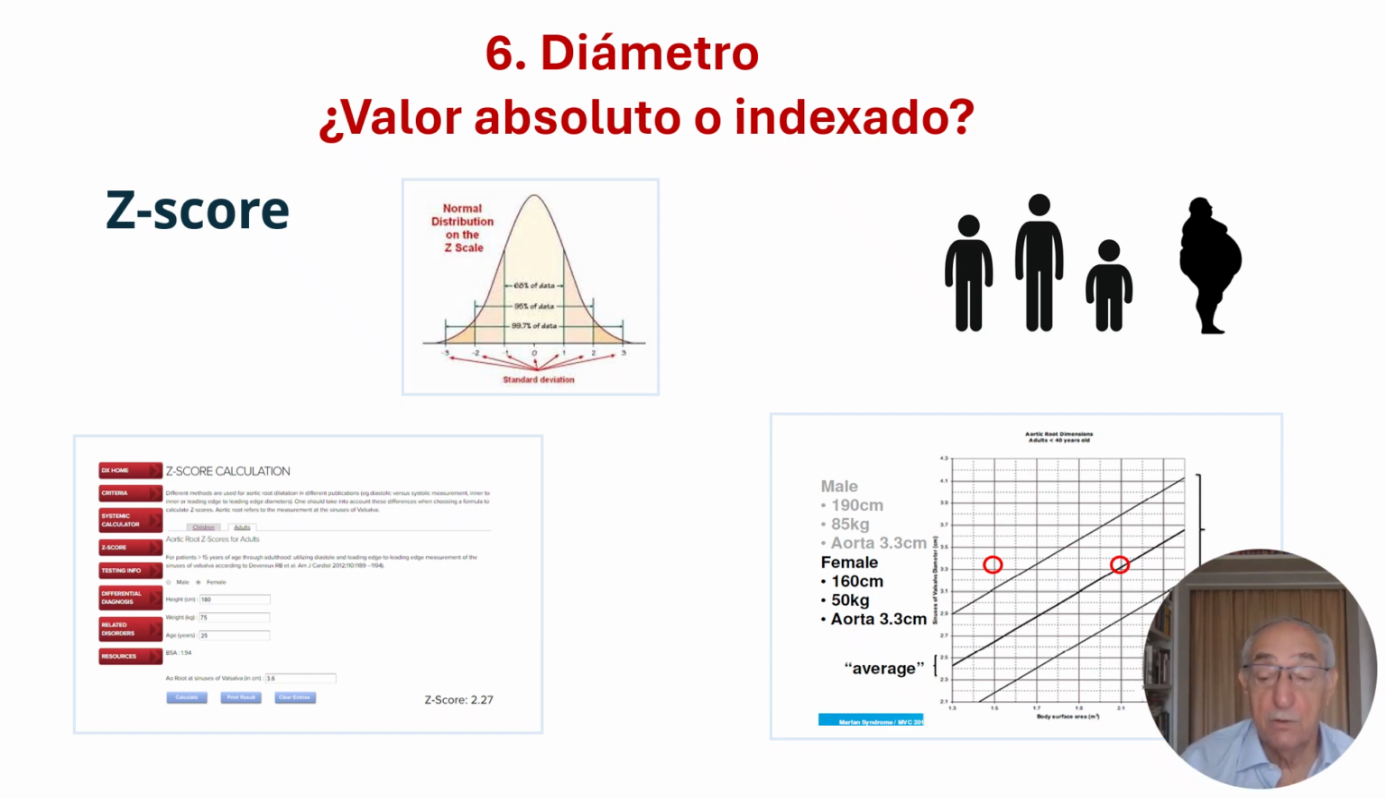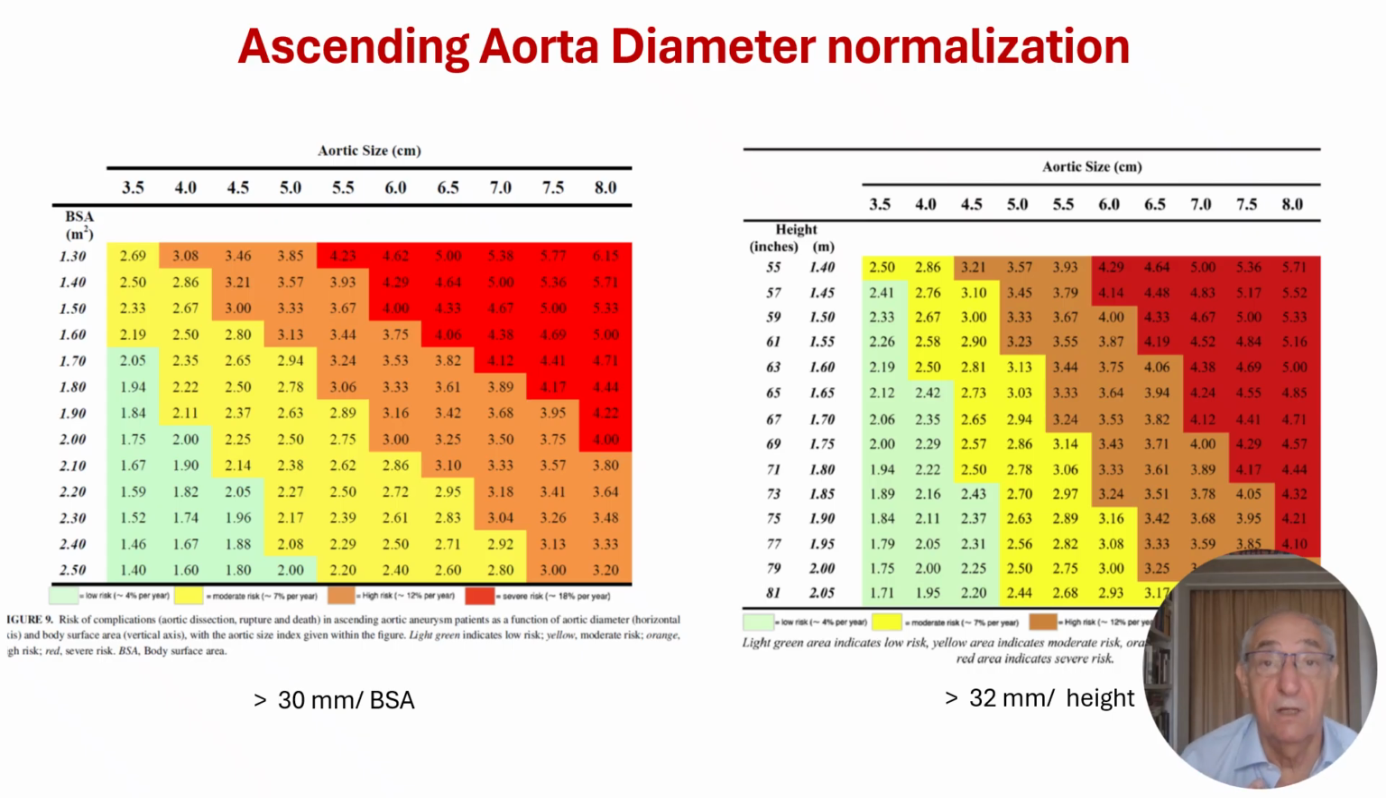At this moment, what we have data on is indexing the diameter by body surface area or by height. We could state that, as we can observe here in this extensive series from Yale, for more than 30 millimeters by body surface area, we already increase the risk, and it is a value to consider for indicating surgery. And I prefer indexing by height because it doesn't account for the patient's overweight or obese status, and so on.